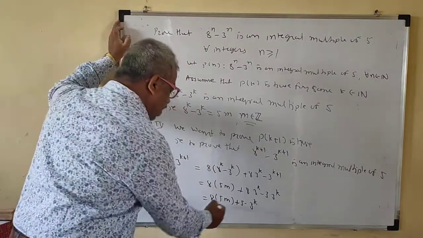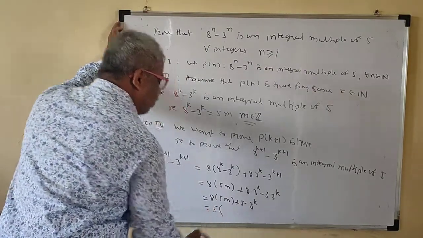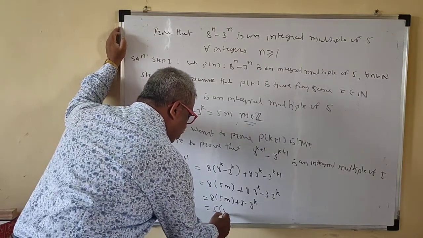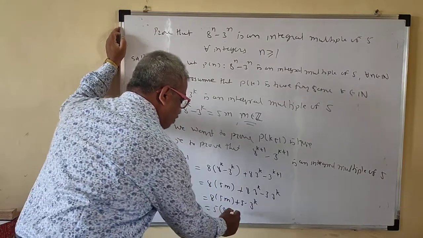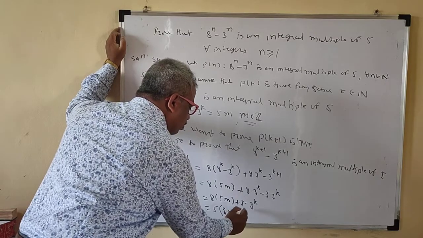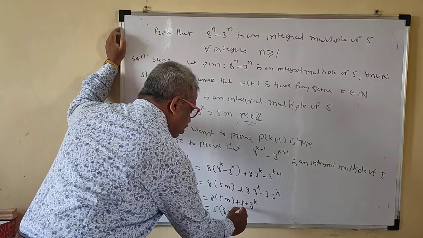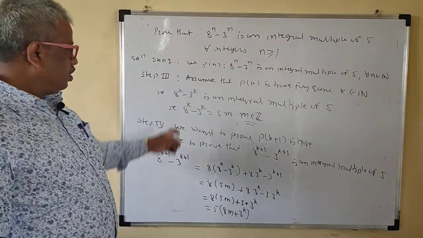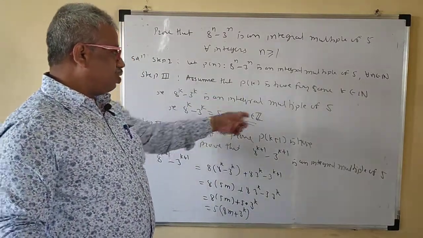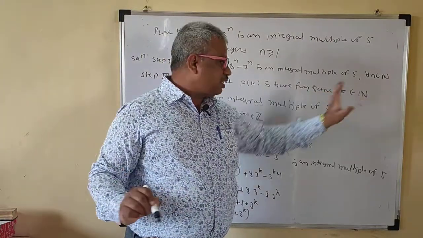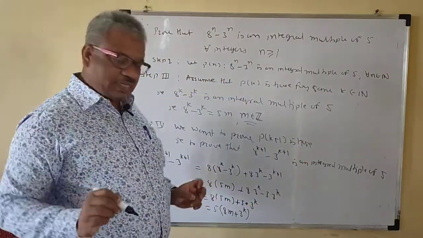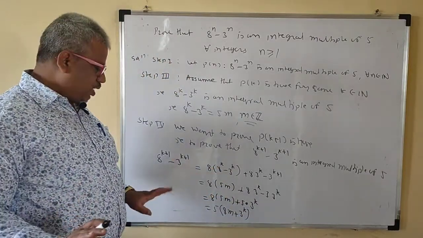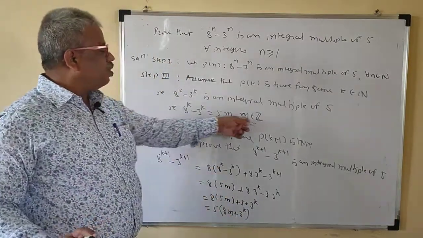So now I can take 5 common here. What do I get now here? 5 to the 8m, plus 5 into 3 raised to k, right? Now your k is an integer. For some k belonging to N, that means k is a natural number, and a natural number is an integer. 3 raised to k is also a natural number, also an integer. Your aim is to show it is an integer.